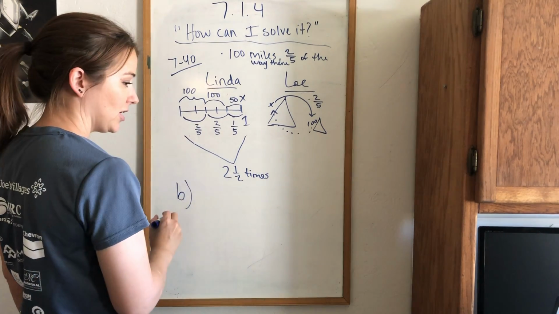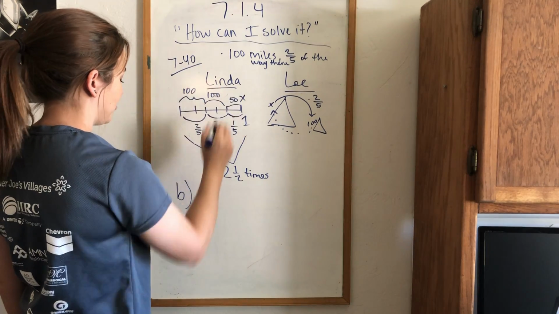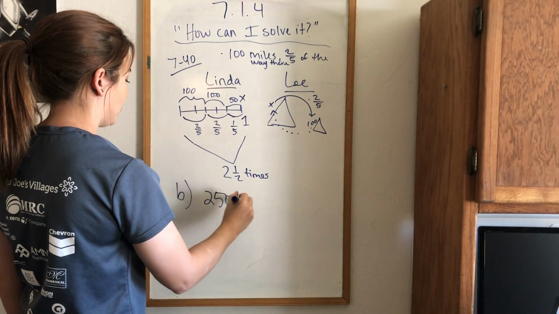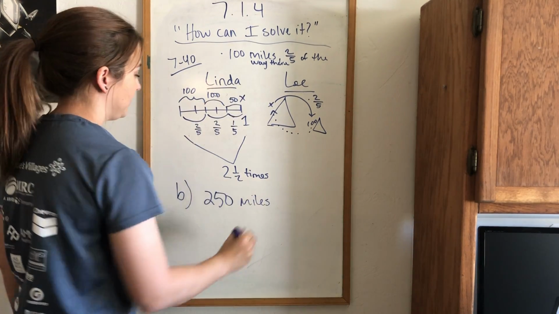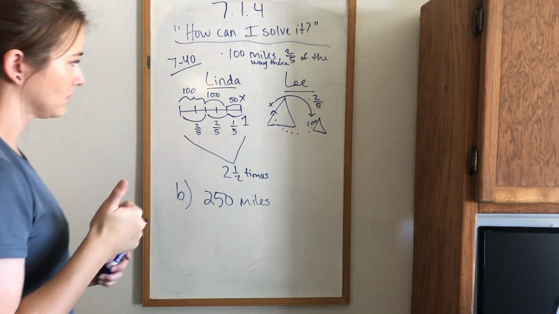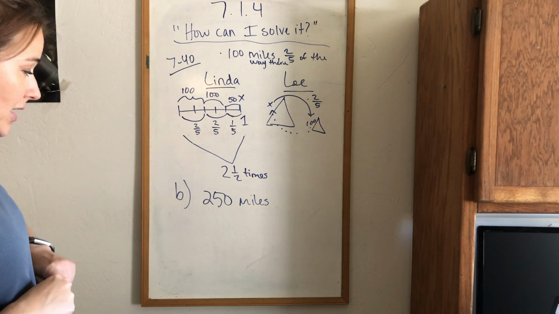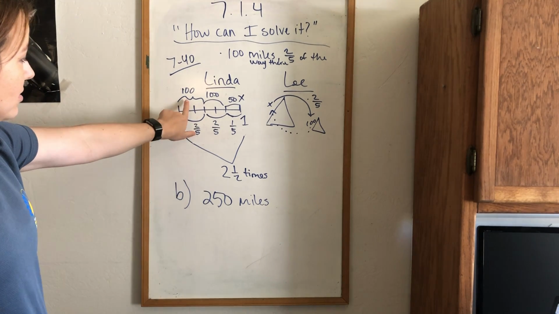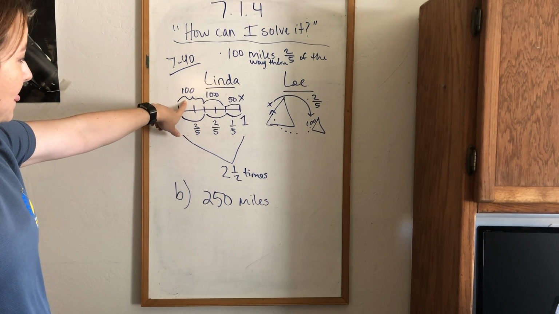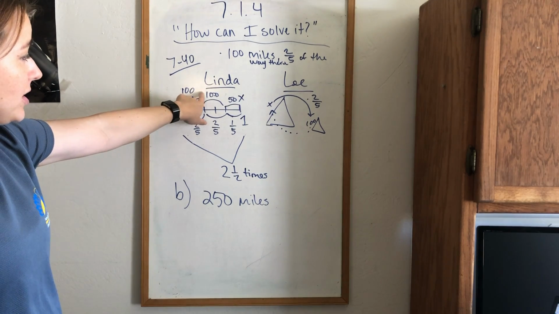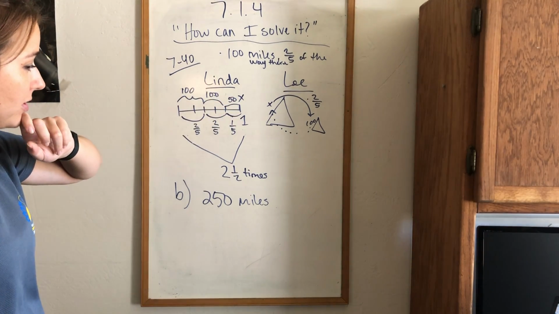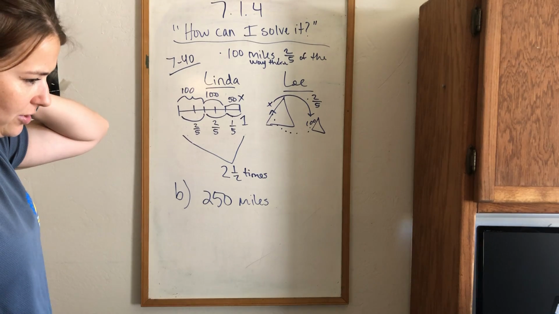Part B says, how long is the trip? Well, 100 plus 100 plus 50 is 250 miles. Yes, sir. And we know because we added 100, 150 with Linda's diagram, her linear model.